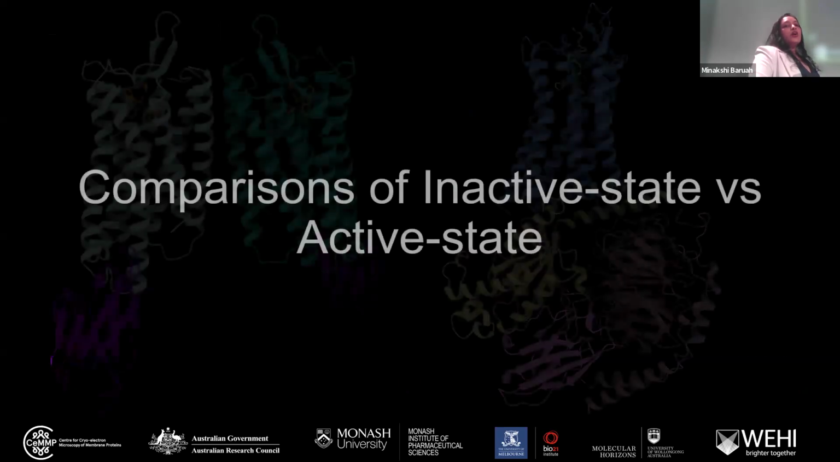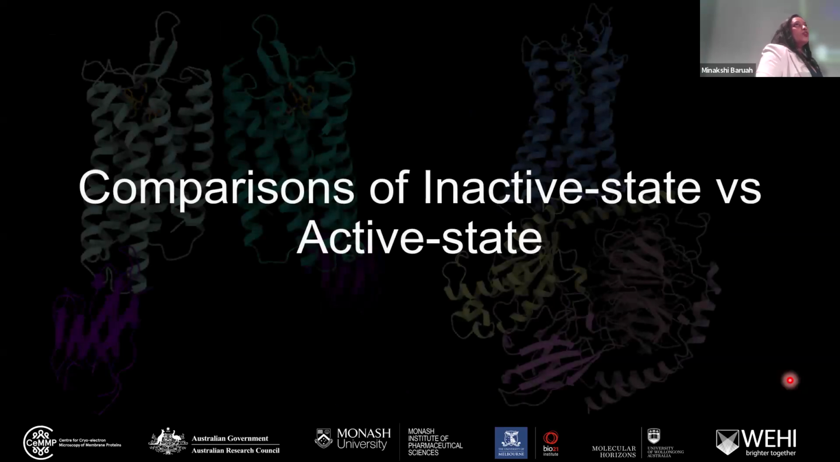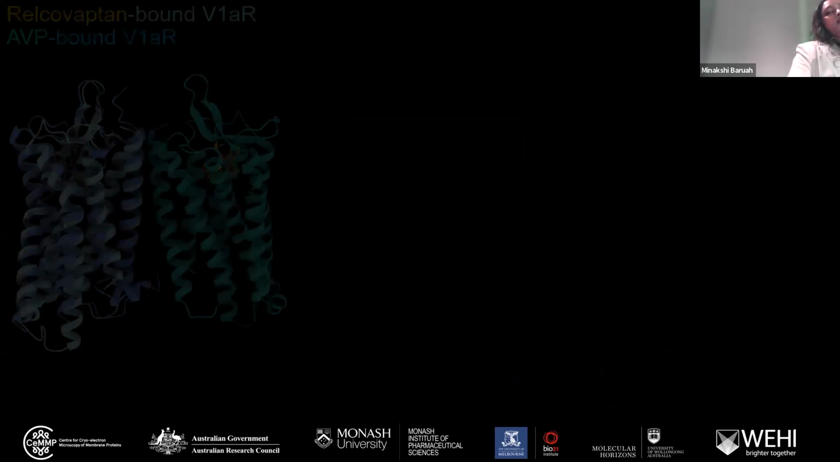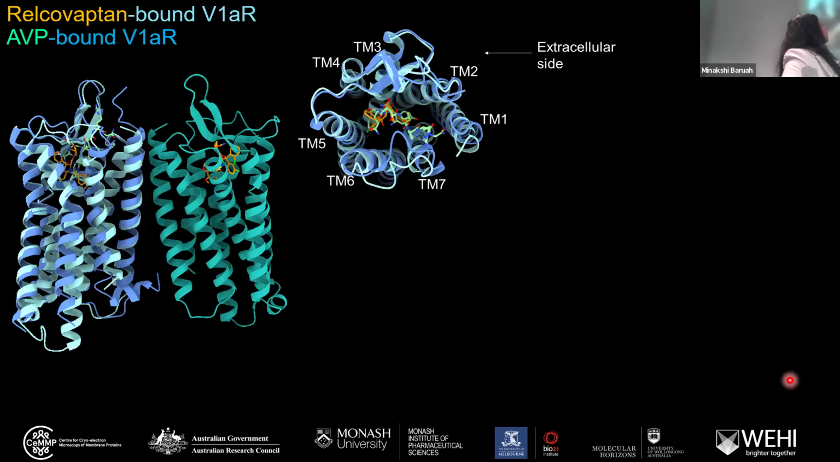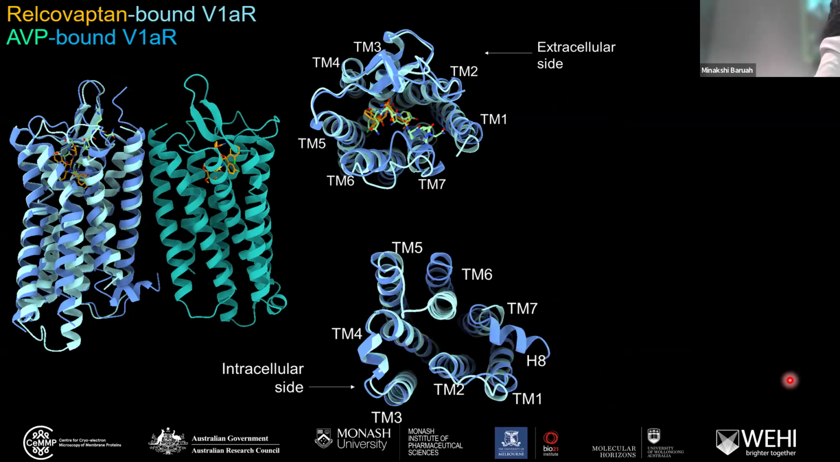Now that we have both our active and inactive state structures, our main goal was to understand what drives the activation and inhibition of vasopressin receptors. So we compared our active V1AR with inactive V1AR structure. Here I have overlaid the two structures, and I'm showing the TM arrangement in the extracellular side and the TM helices arrangement on the intracellular side.